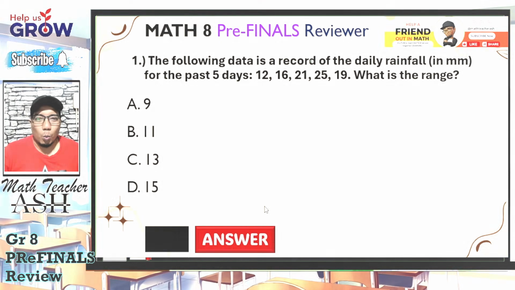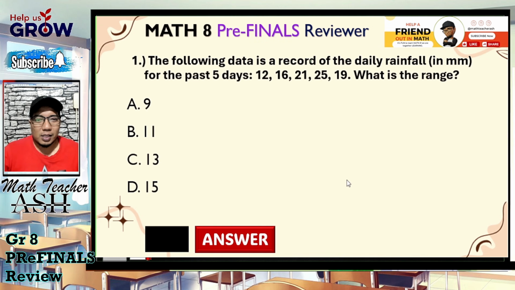Question number 1. The following data is a record of the daily rainfall in millimeters for the past 5 days: 12, 16, 21, 25, and 19. Question is, what is the range? Is it A, 9, B, 11, C, 13, or D, 15? I'll give you 5 seconds to think about your answer.